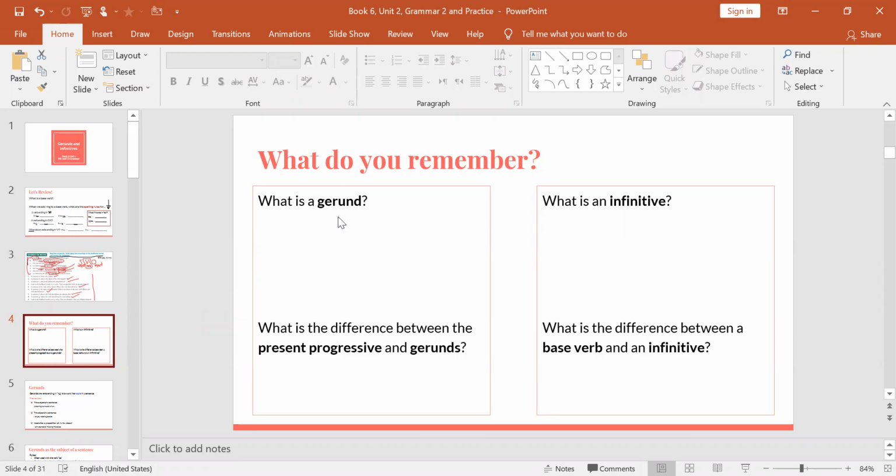Okay, so what do you remember? Because we introduced some really unique terms. Maybe this is the first time you've ever heard these terms. So just a little quiz. What is a gerund? What is an infinitive? And then the question below is, what is the difference between present progressive and gerunds? And what is the difference between the base verb and an infinitive?